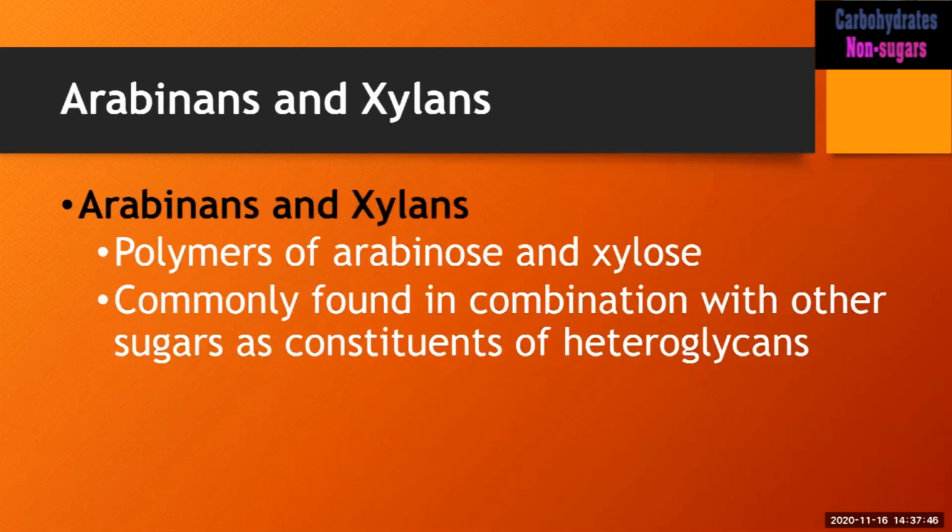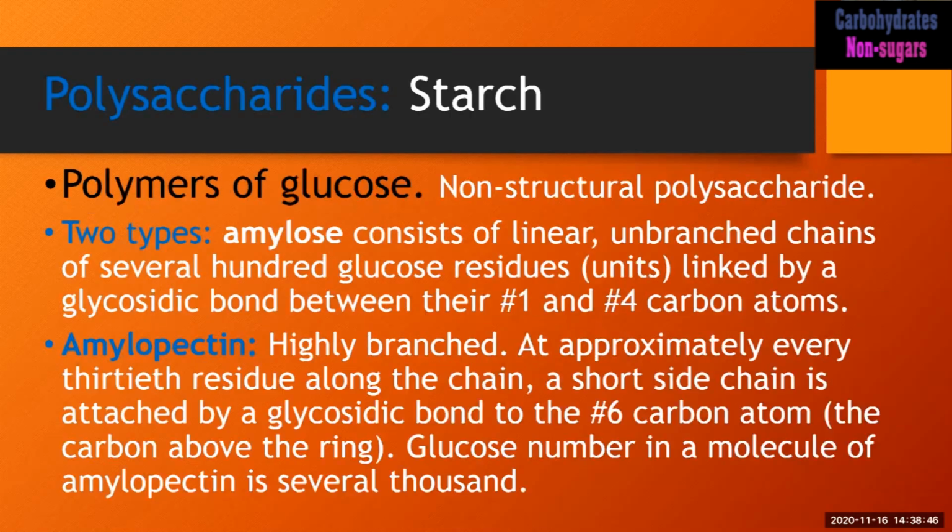Under the homoglycans, the first one is arabinans and xylans. Arabinose and xylose are pentose sugars. When there are polymers of arabinose and xylose, they are known as arabinans and xylans. They are commonly found in combination with other sugars, and they are constituents of heteroglycans.